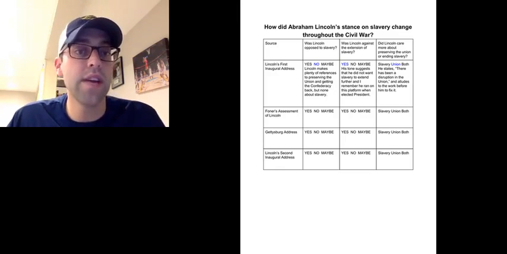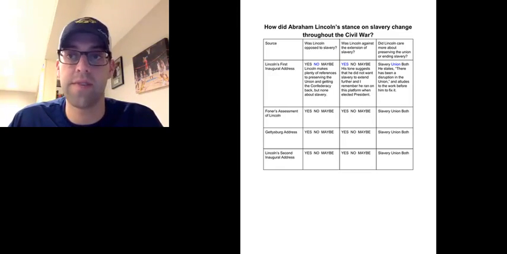So in looking at his first inaugural address, we take a look here. We did this in class today. We tried to answer the central question, was Lincoln's stance on slavery changing, at least at the beginning of the war? What was his stance? And through Lincoln's inaugural address, as you can see right here, we said, was he opposed to slavery? And really, we highlighted the answer no, because he makes some references to preserving the Union and getting the Confederacy back, but not as much talking about slavery.